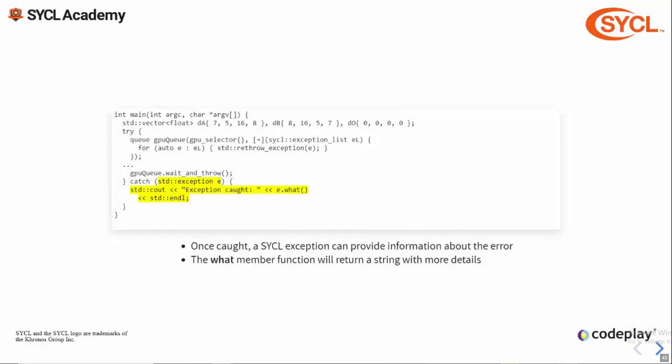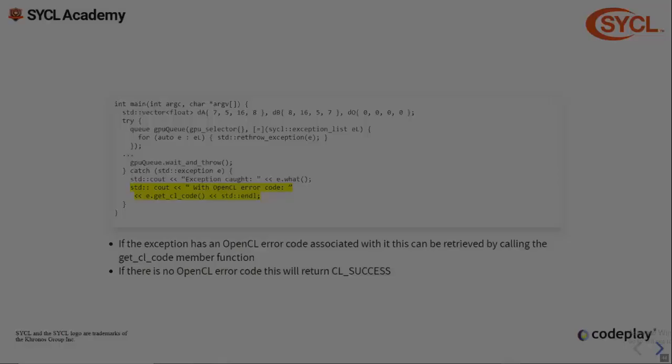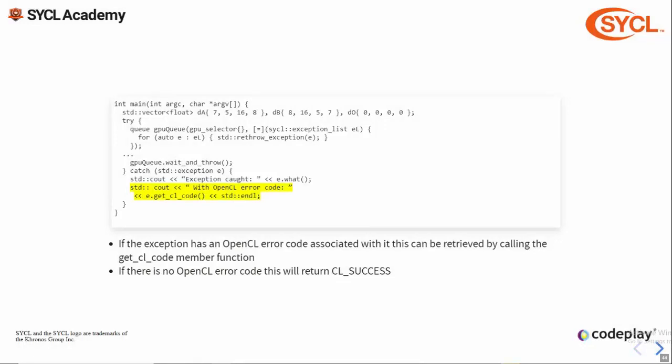Once an exception, synchronous or asynchronous, is caught, it can then be used to provide information about the error. The what member function, just like for any exception, will provide a message with more details about the error that occurred, though the exact details of that message are implementation defined. If the exception has an OpenCL error code associated with it, this can also be retrieved by calling the get_cl_code member function. If there is no OpenCL error code, then this will return CL_SUCCESS.